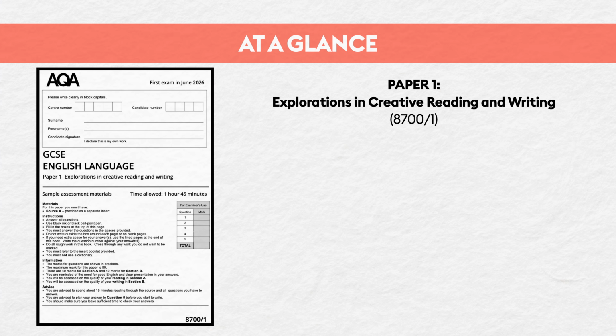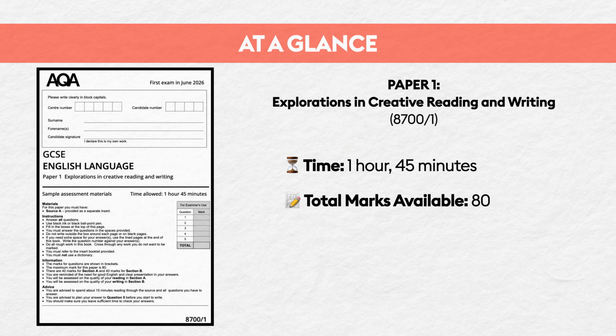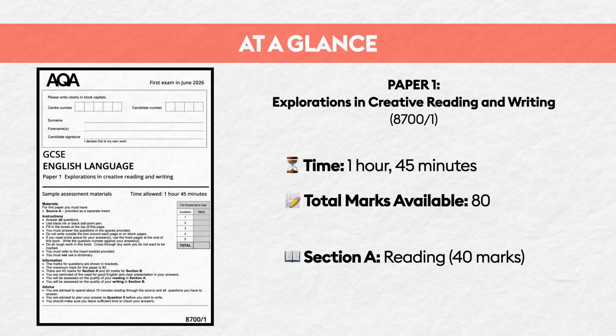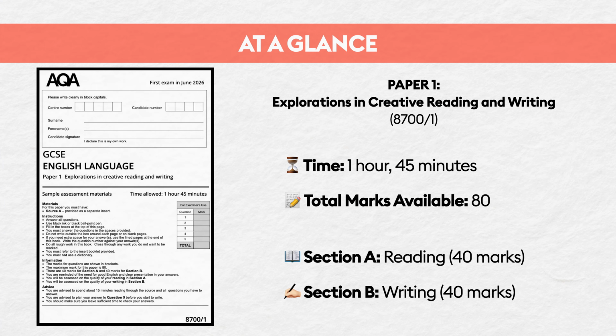Paper 1 is called Explorations in Creative Reading and Writing. The exam lasts 1 hour and 45 minutes. There are 80 marks available in total. The paper is split into two sections. Section A is the reading section, and this is worth 40 marks. Section B is the writing section, and this is also worth 40 marks.